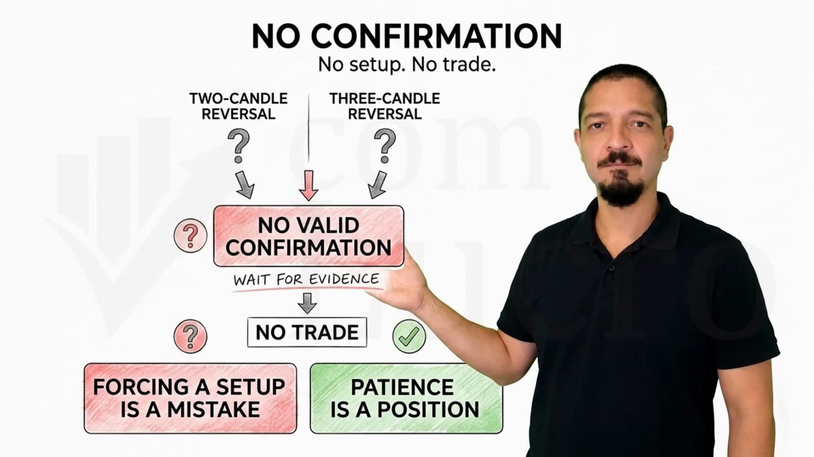However, it is important to remember that the market is not required to form either pattern. If neither a valid 2-candle liquidity grab reversal nor a valid 3-candle liquidity grab reversal develops, then this framework simply does not provide a bullish setup. In that situation, we should remain patient and continue observing price action rather than forcing a trade. Without a valid reversal confirmation, there is no evidence that buyers are regaining control of the market.